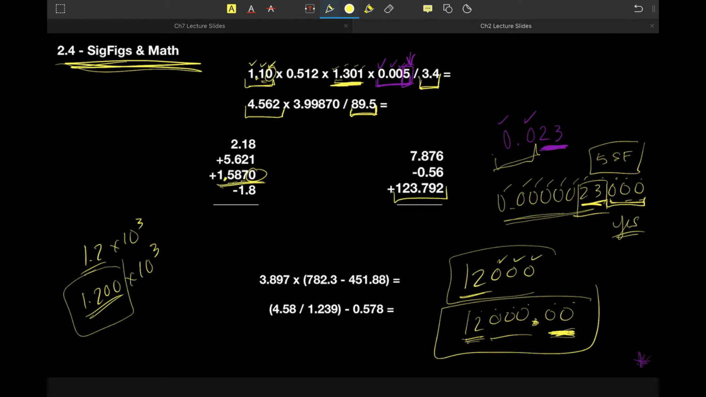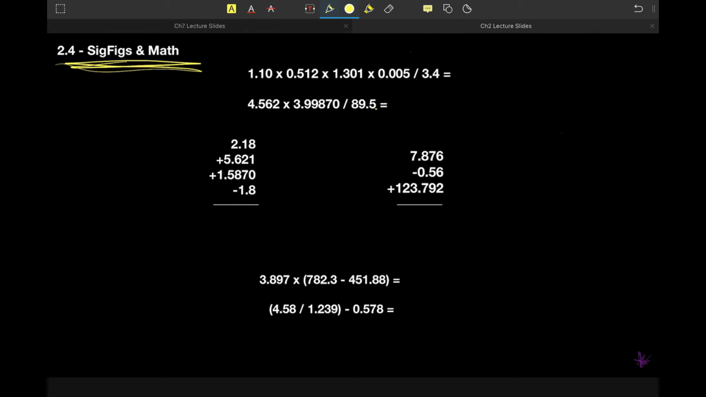All right, now let's talk about how to take our ability to count sig figs and then apply that to the calculations we're going to do. Okay, so here, let's do multiplication and division first. So when we multiply and divide, what we're going to do is we're going to keep the least number of sig figs.